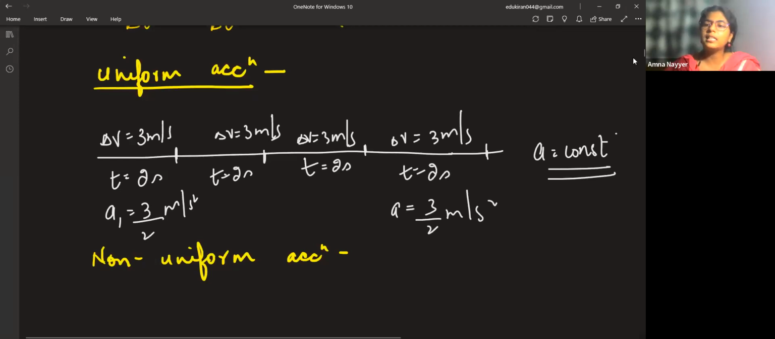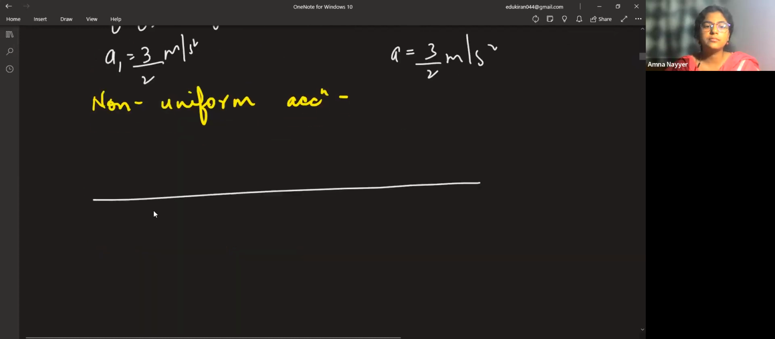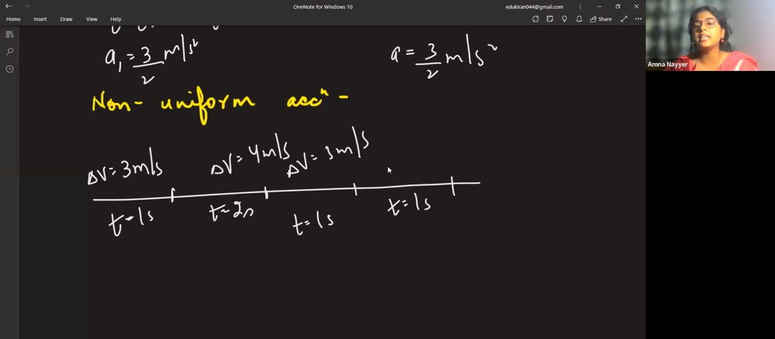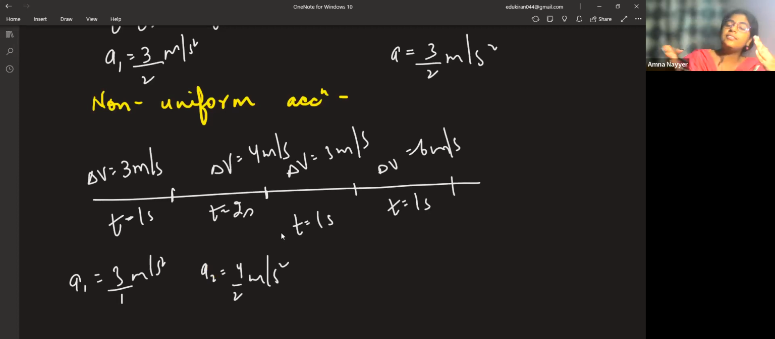And regarding non-uniform acceleration, the change in velocity is variable. Initially, let's say the velocity is changed by 3 meter per second in 1 second. Then the change in velocity is 4 meter per second in 2 seconds. Or let's say the time is changed, the magnitude of velocity has suddenly increased to 6 meter per second. Now calculate acceleration. This acceleration is 3 by 1 meter per second square. This acceleration is 4 by 2 meter per second square. So it is constantly changing. Magnitude can change or direction can also change. This is what we call non-uniform acceleration.